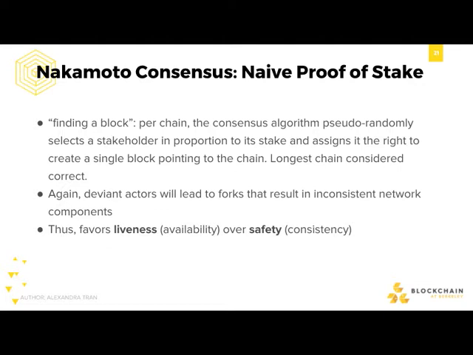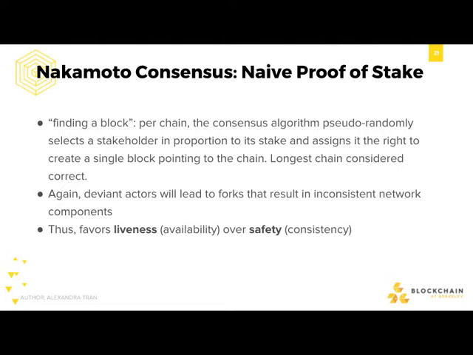Now we're going to take a look at Nakamoto consensus based on proof of stake, just a naive version. In this version of proof of stake, finding a block means that the consensus algorithm will pseudo-randomly select a stakeholder in proportion to its stake and assign it the right to create a single block pointing to the chain. And among multiple forks, the longest chain is again considered correct. As in the proof of work case, deviant actors will lead to forks that result in inconsistent network components, so again, it favors liveness over safety.